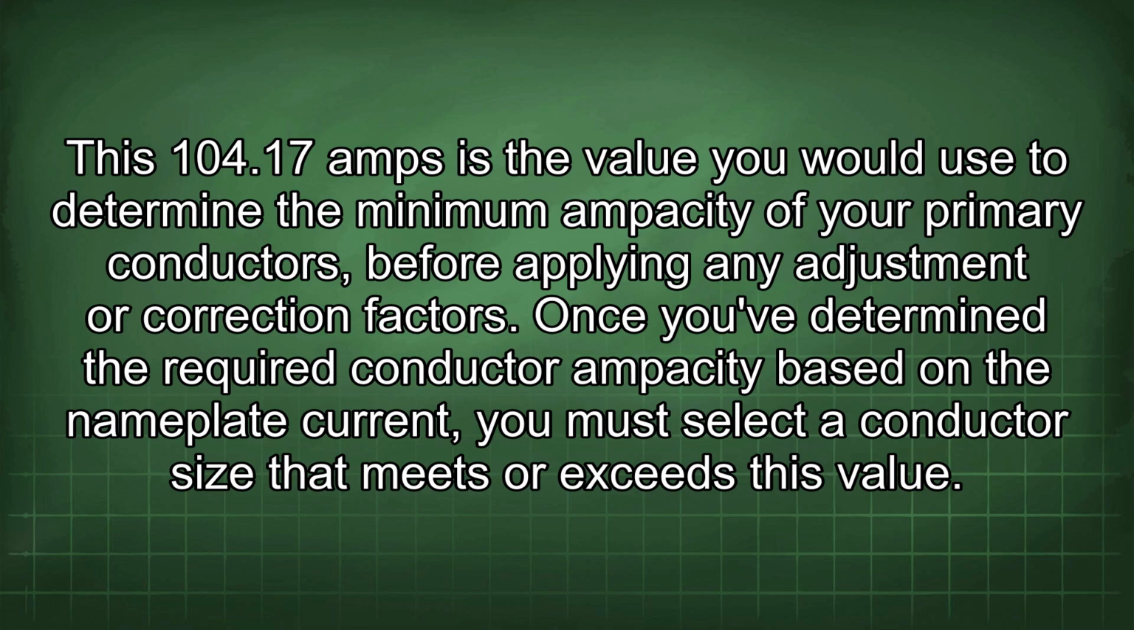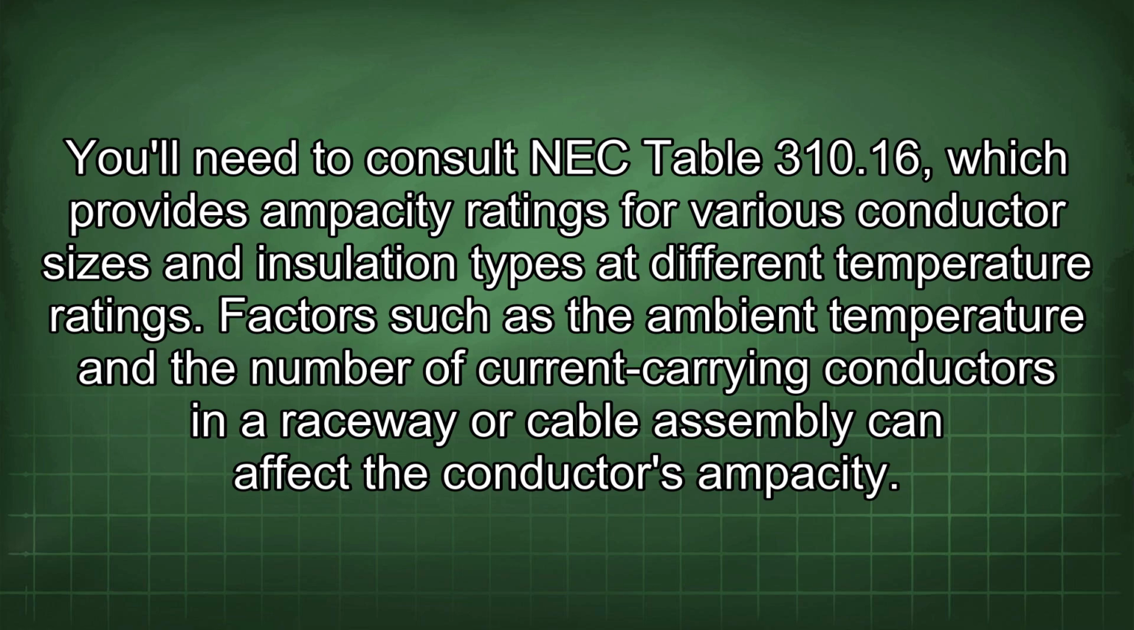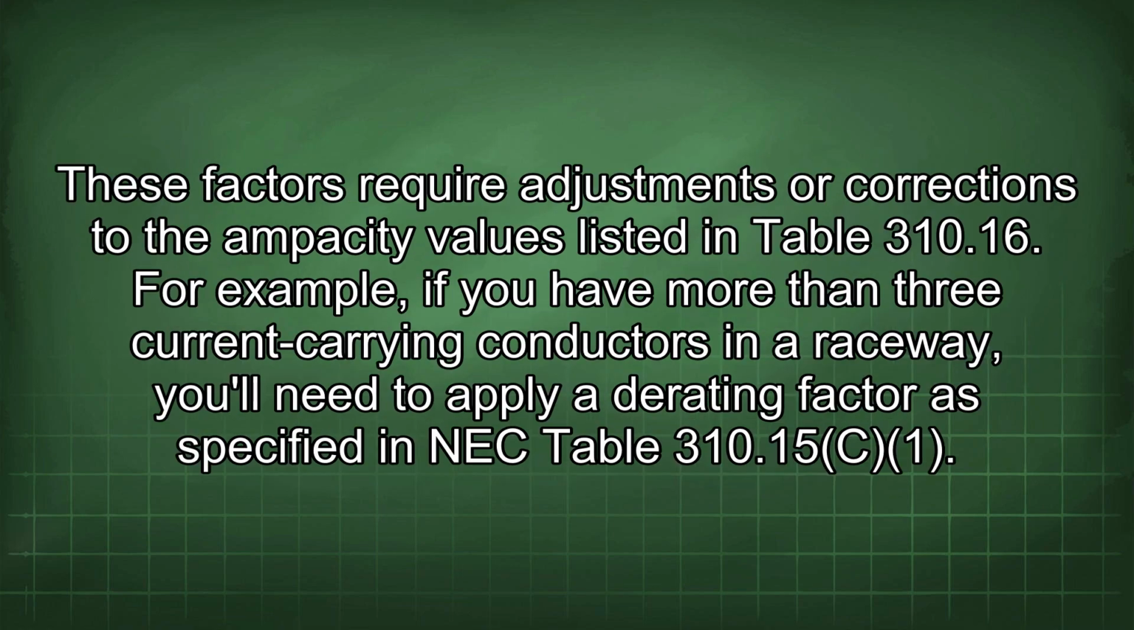Once you've determined the required conductor ampacity based on the nameplate current, you must select a conductor size that meets or exceeds this value. You'll need to consult NEC Table 310.16, which provides ampacity ratings for various conductor sizes and insulation types at different temperature ratings. Factors such as the ambient temperature and the number of current-carrying conductors in a raceway or cable assembly can affect the conductor's ampacity. These factors require adjustments or corrections to the ampacity values listed in Table 310.16.